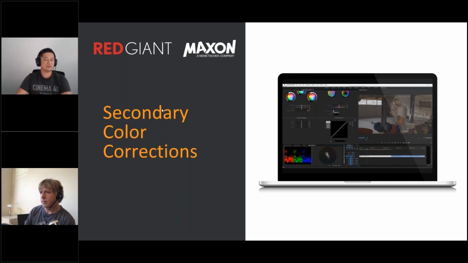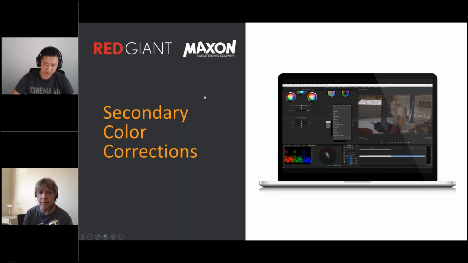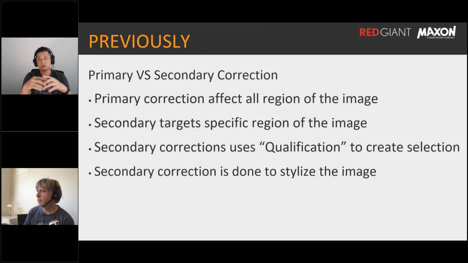Last week we've been talking about the primary color corrections, and today we'll be chatting a little bit about the secondary color corrections. We came to learn last week that primary color corrections mostly target the whole footage, while secondary color corrections mostly deal with targeted regions of the image, right? In primary color corrections, we normally fix issues such as the exposure, the color balance, and adjusting the contrast and so on.